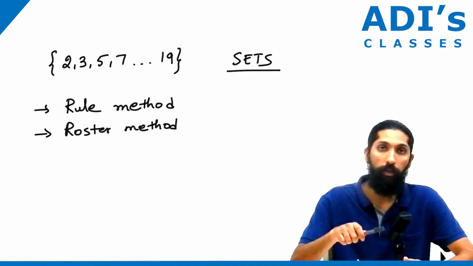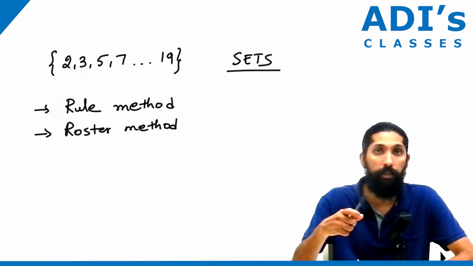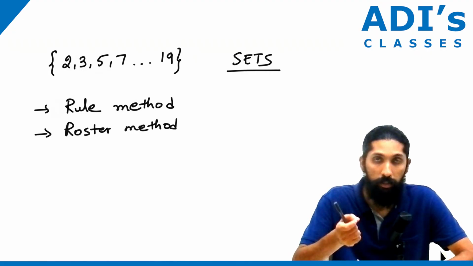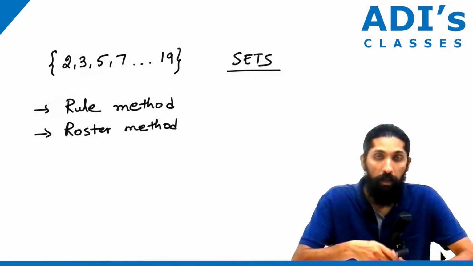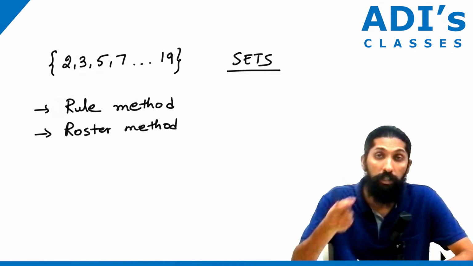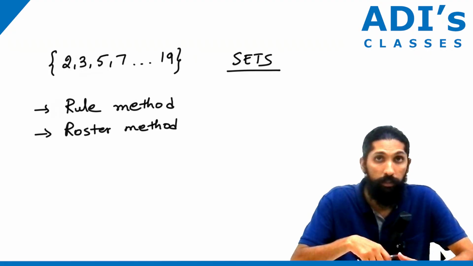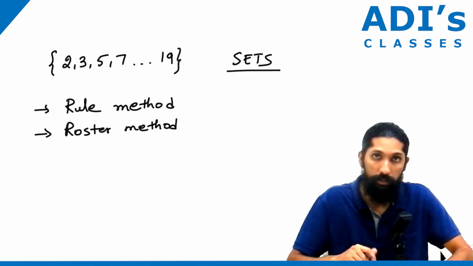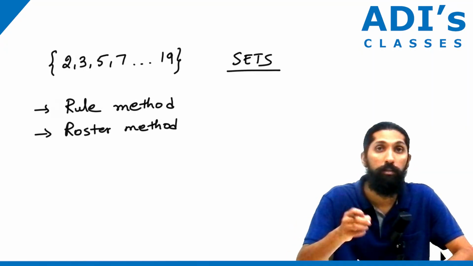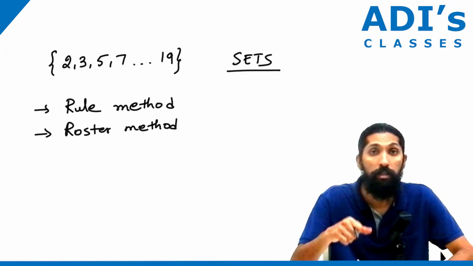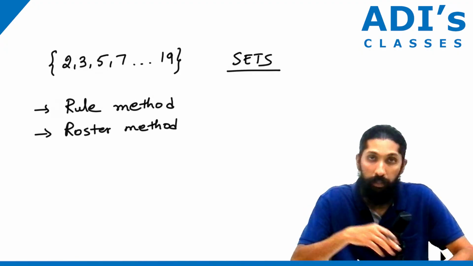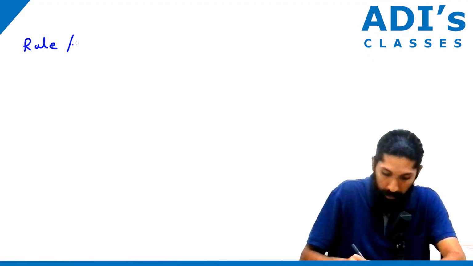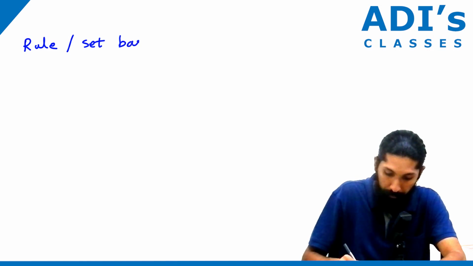Fair enough? Whenever we talk about the rule method, there is a particular notation, a particular way of expressing it. In the roster method, there is also a particular way of expressing it. We'll start with the rule method and how you express it. It's all about the presentation. Let's look at the rule method right now, or you can also call it the set-builder representation.